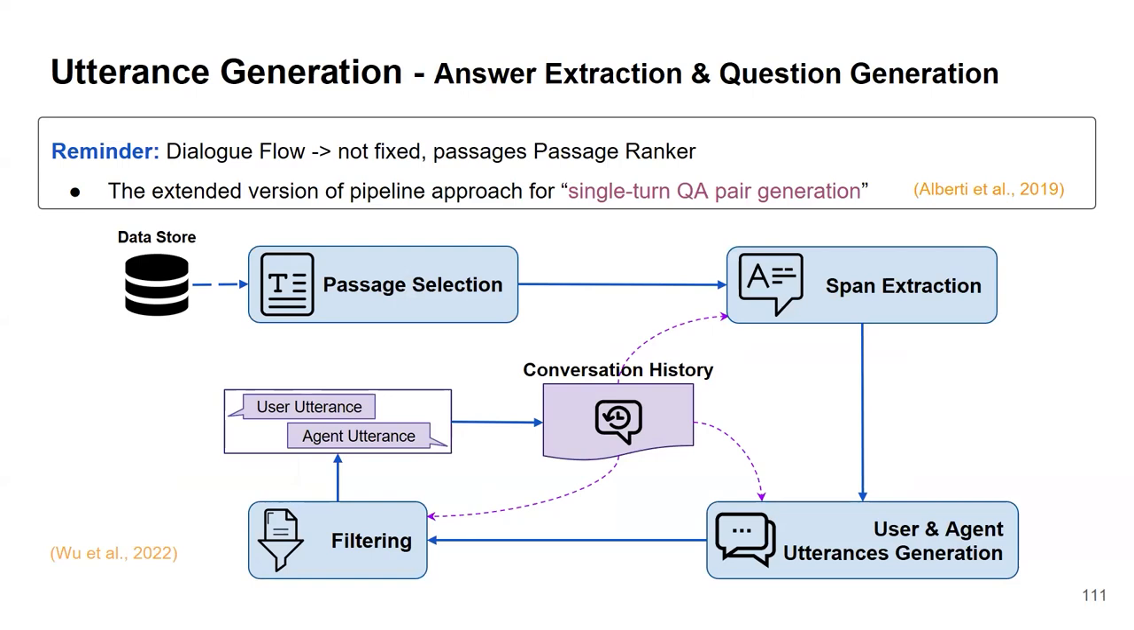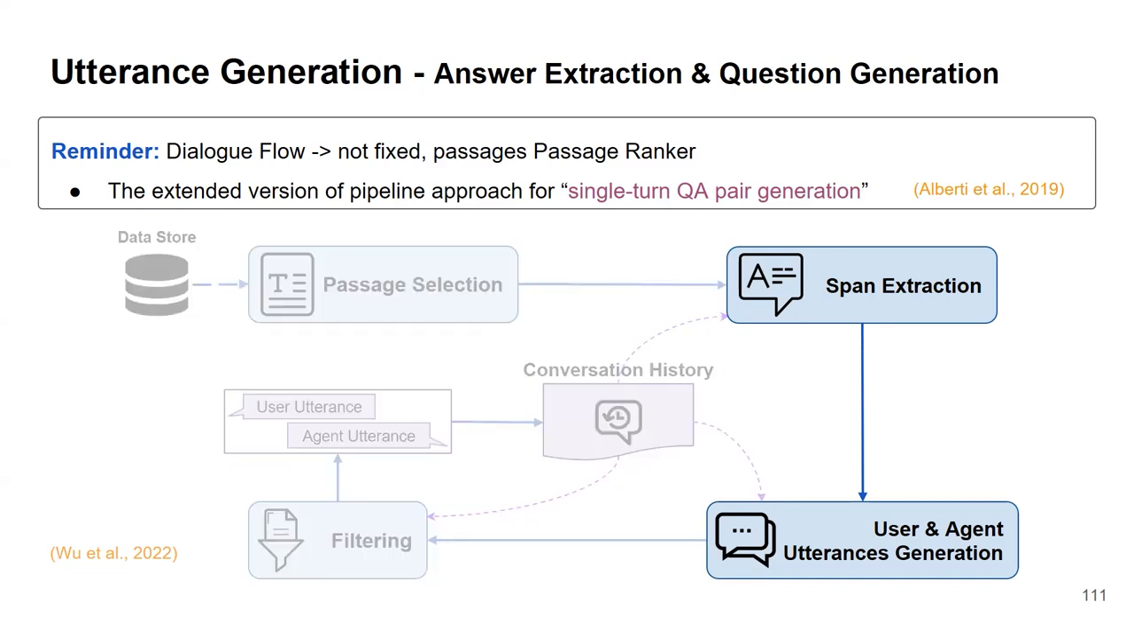The second approach for a document-driven input data set is using answer extraction and question generation. Here the dialogue is not fixed, and we have a passage ranker to select a passage before generating a turn of the conversation. Then in the utterance generation, we have a span extraction, which highlights a part of the passage that we want to generate a turn from. We also have user and agent utterance generation. We will focus on this part, the utterance generation.